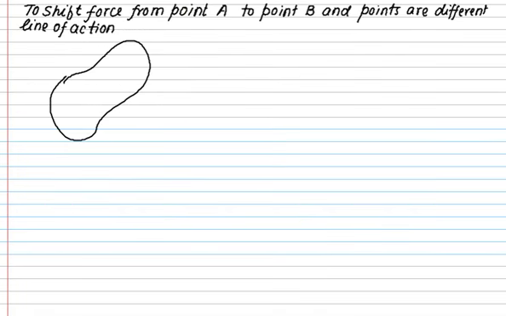So let's consider one point somewhere here, and at this point the force is acting here. Let's say this is the line of action of this force. Let's consider another point here, B. Now this point B is not lying on the same previous line of action. The objective is to shift this force from this point to this point. That can be done with the help of a couple.